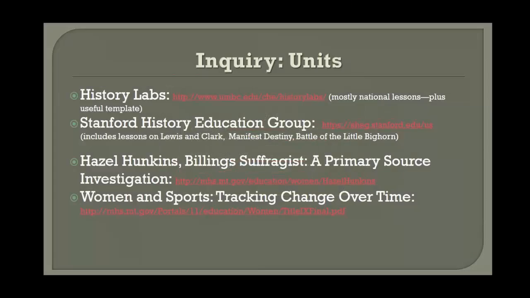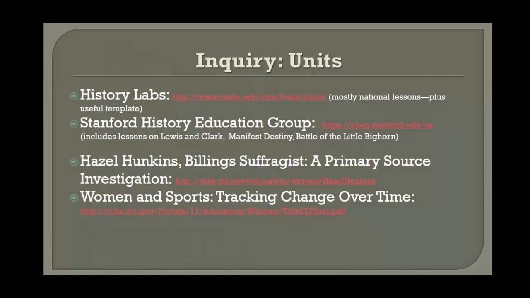create another one. Stanford History Education Group, which I love, they have a whole bunch of inquiry units that are national history units. History Labs has national ones too, but I know that SHEG has lesson plans on Lewis and Clark, Manifest Destiny, Battle of the Little Bighorn, for example.